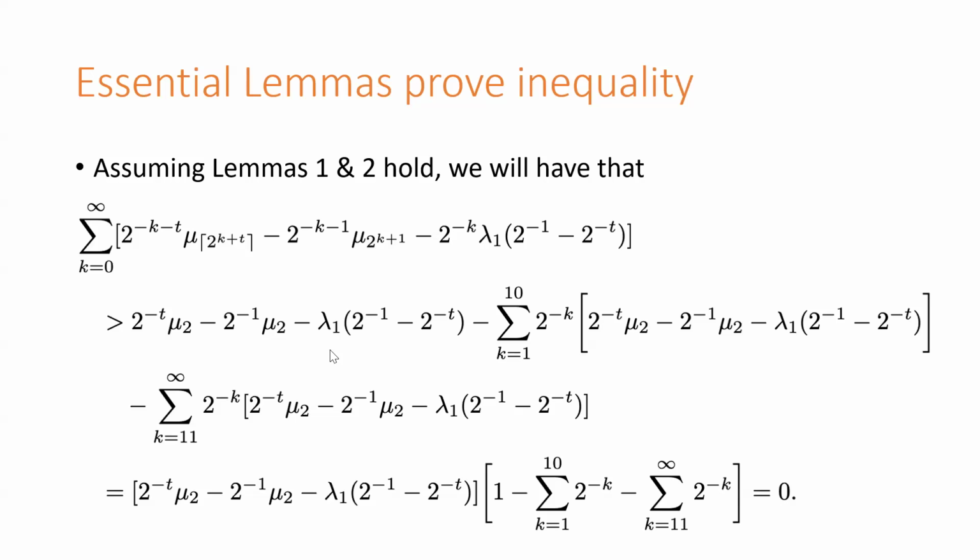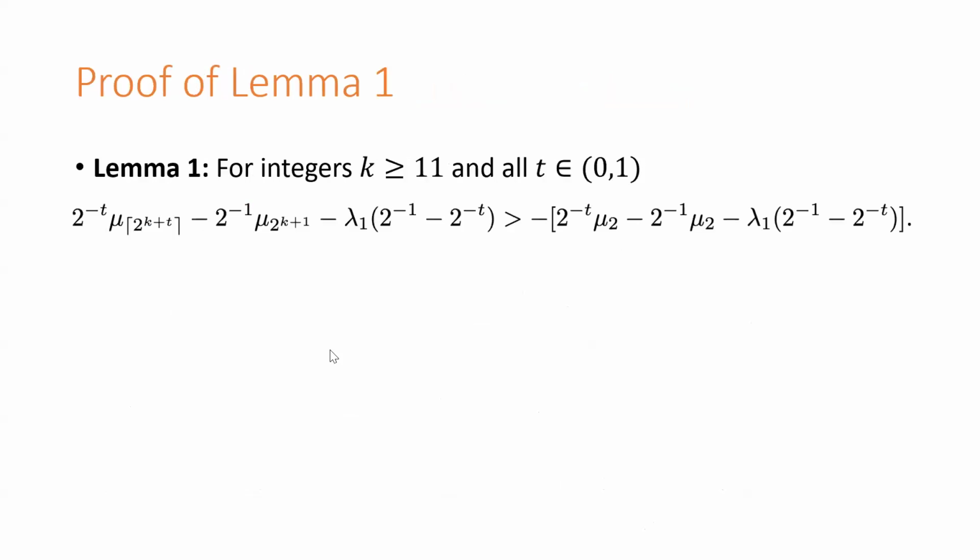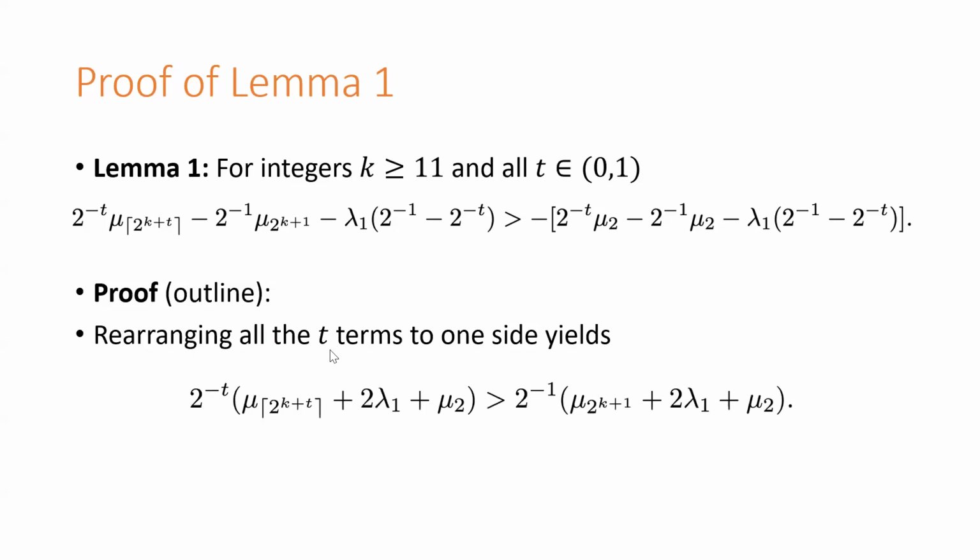So if those two lemmas are true, the actual thing you're trying to show is immediate. So now the problem is, how do we show those lemmas? And lemma 1, if you recall, is the big K lemma. We're trying to show for any k greater than or equal to 11, this thing holds. So the first thing we do is, we only have one variable here, the t, so let's move it to one side.